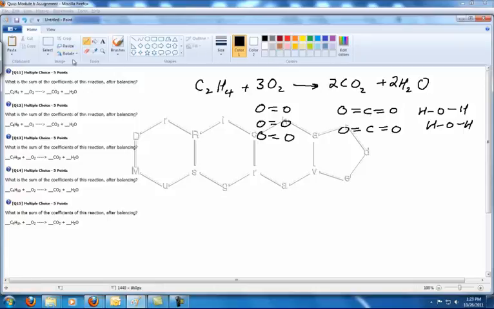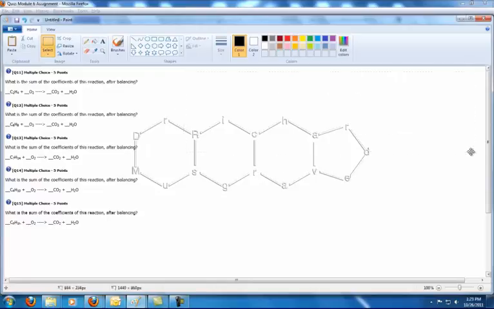Alright, so that's for that one. That's number 11. Alright, let's take a look at the next one. This is number 12. C4H6 plus O2 gives CO2 plus H2O.